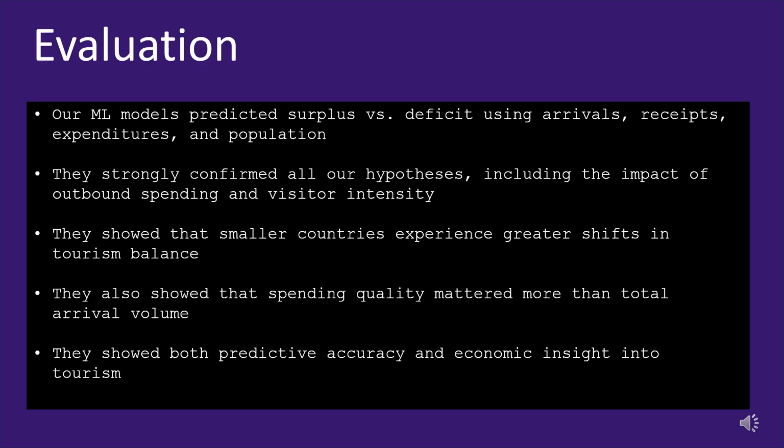Our models successfully predicted tourism trade outcomes using features tied to arrivals, spending, and population. They confirmed all 4 hypotheses, including the impact of outbound spending, arrival intensity, and population size. Smaller countries were more sensitive and spending behavior mattered more than volume. The models didn't just predict, they explained what drives tourism balance.